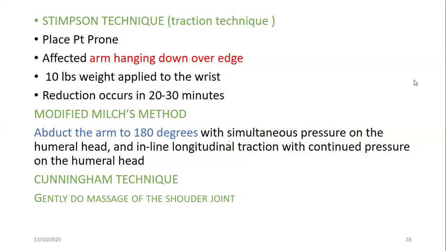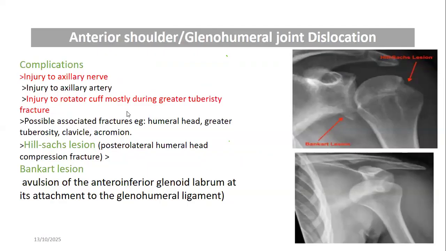Anterior shoulder dislocation injury due to accident, rotator cuff injury mostly due to greater tuberosity. So rotator cuff, you must remember it with the greater tuberosity, but don't confuse it with anterior shoulder. Okay. So if there is involvement of the greater tuberosity, then you must choose the option for rotator cuff injury.